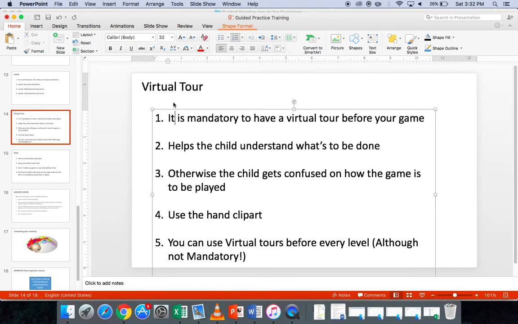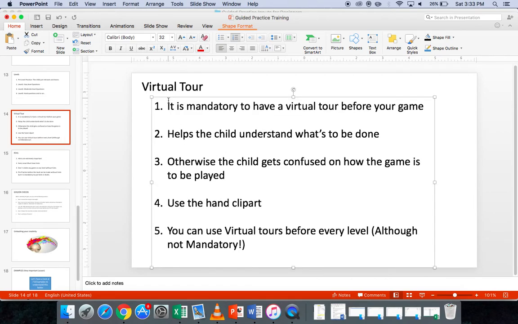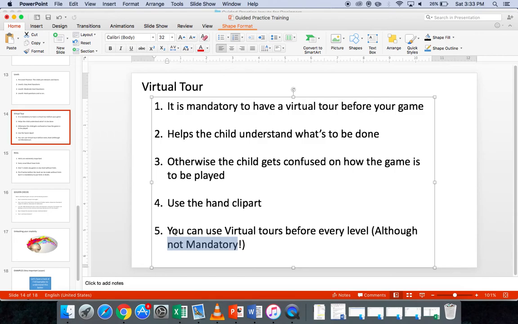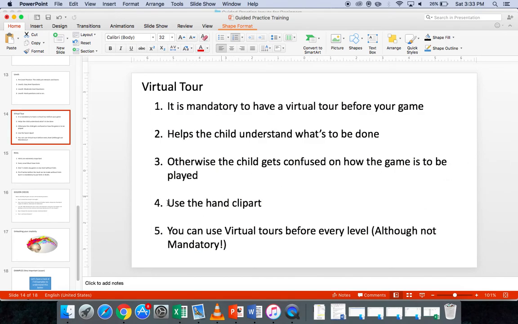Critical, super critical. Okay, and now why I use the word not mandatory here is because I was saying it is not mandatory before every level. It's not mandatory before every level, but it is mandatory before the game, and it is recommended that you also have it before every level, so the child doesn't get confused.